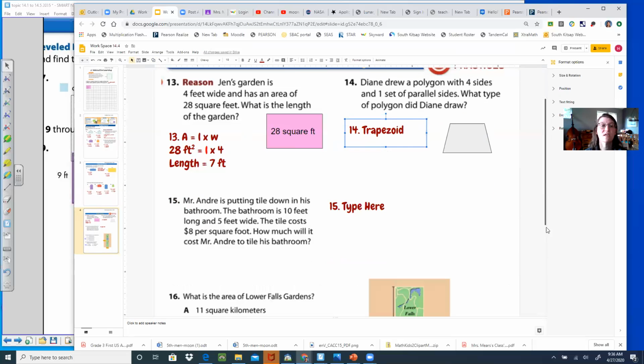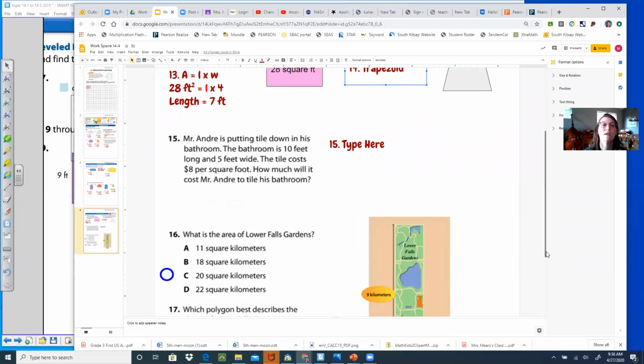Okay, number 15. Mr. Andre is putting tile down in his bathroom. The bathroom is 10 feet long and 5 feet wide. The tile costs $8 a square foot. How much will it cost Andre to tile his bathroom? So this one's a multi-step problem. First, we have to figure out how many square feet the bathroom is. And then we have to take into consideration that each square foot is going to cost him $8.